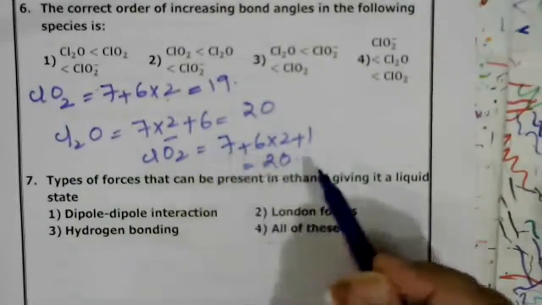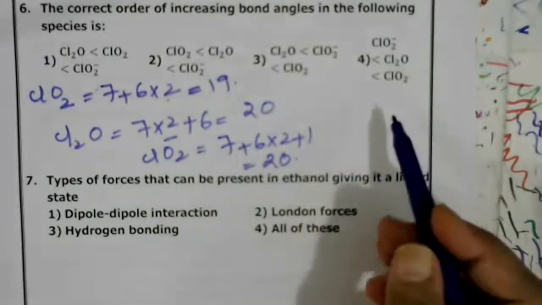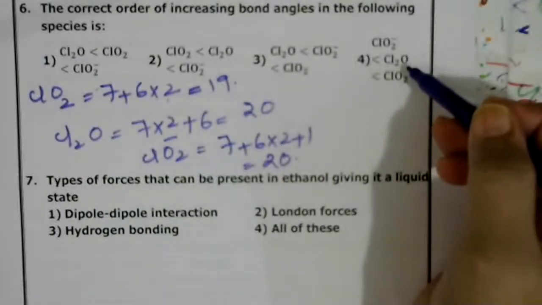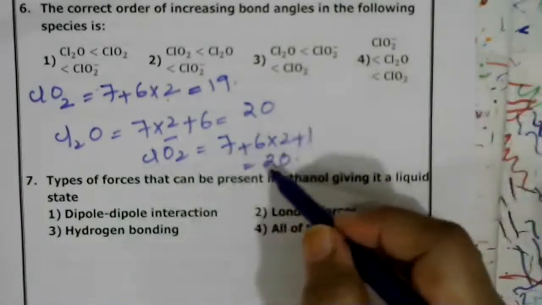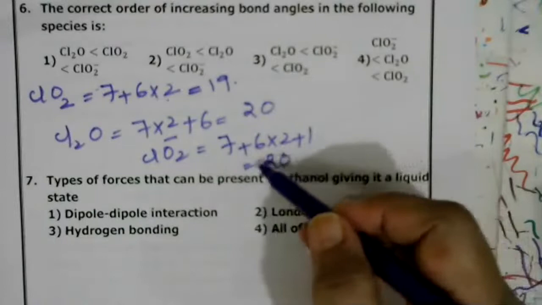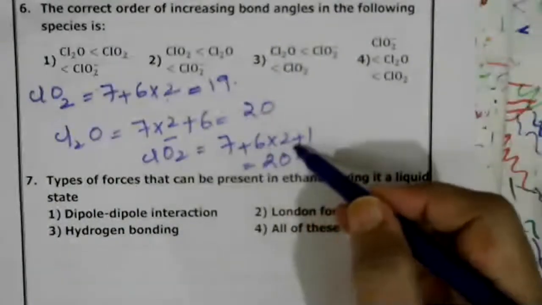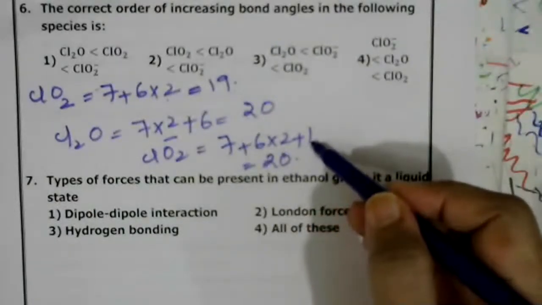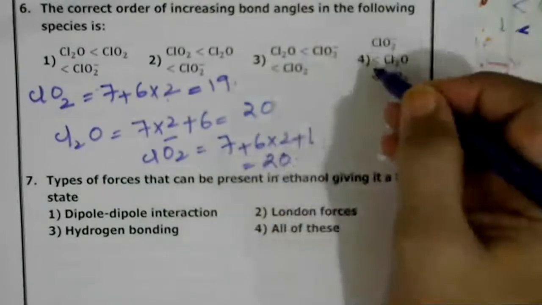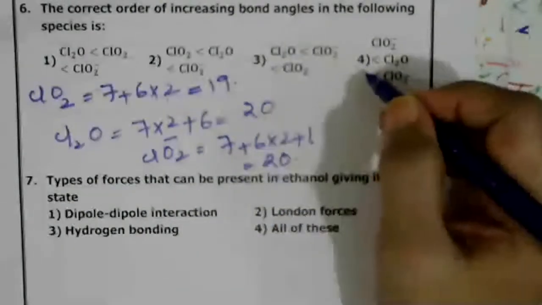Therefore, we can say that based upon this concept, ClO2 will always be the lowest and ClO2 minus the highest. This will be 7 plus 6 into 2 plus 1. Okay, how much will it be? 7 plus 6 into 2 will be 12, 12 plus 1 will be 13, 13 plus 7 is 20. Therefore, we can say that the correct option will be what, children?